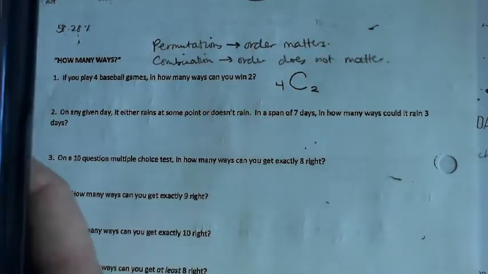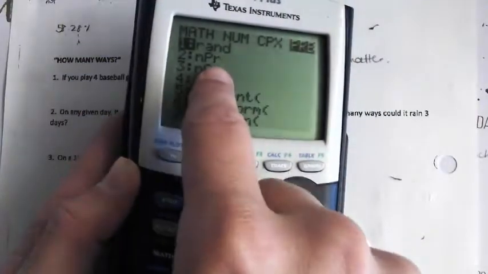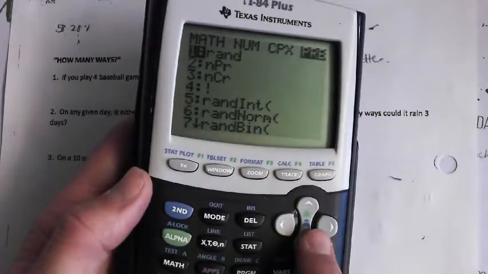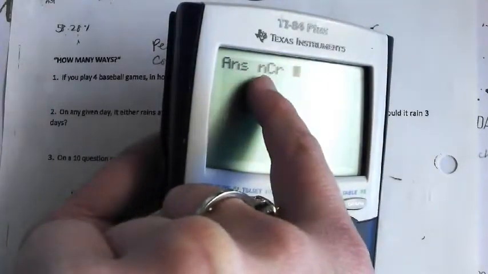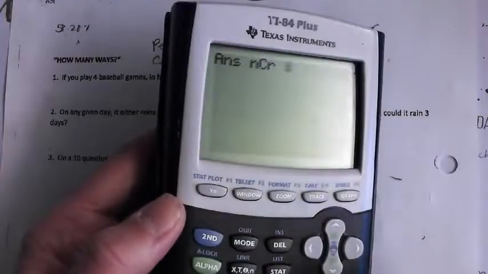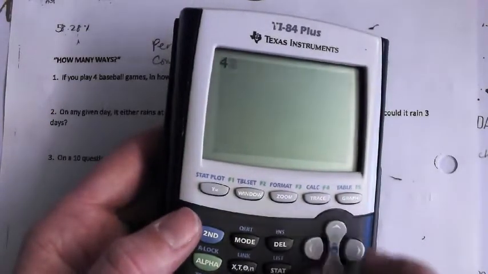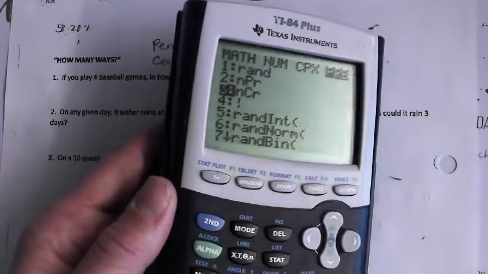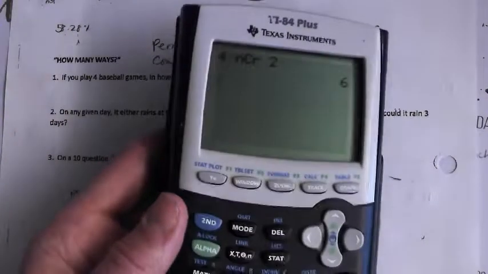And under your math button on your calculator, you have a probability section. And you have nPr and nCr. The P stands for permutation, the C stands for combination. So if you hit the nCr button, you're going to see that we actually needed to put the n number in first. So if I clear my screen, there are four baseball games. And I'm looking at how many combinations. So then I would go to my math, over to probability, down to nCr. And I'm trying to do how many combinations with winning two of them. So that gives us the six. So there are six ways that that can happen.